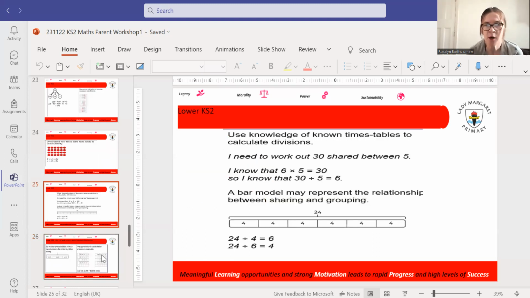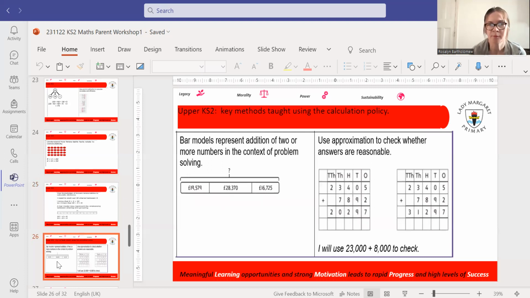We also need to know our known times table so that we can calculate divisions. So if we need to work out 30 shared by 5, we know that the inverse is 5 times 6. So again, we might be using a bar model to represent the relationship between sharing and grouping.